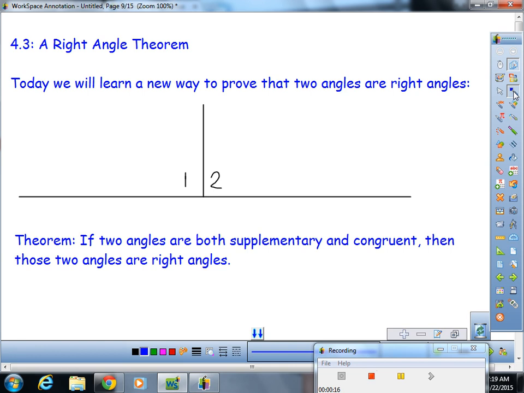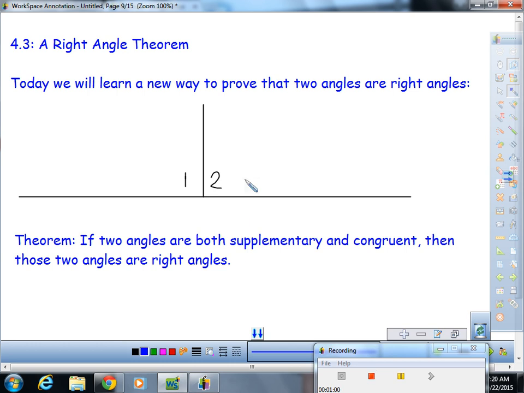You would say angle 1 plus angle 2 equals 180, right? Angle 1 equals angle 2. Then you'd substitute angle 1 in, and you'd say angle 1 plus angle 1 equals 180. And what's another way to say angle 1 plus angle 1? 2 times angle 1 equals 180. Divide each side by 2. Angle 1 equals 90. Angle 2 equals 90. They're right angles. Do you buy it now?